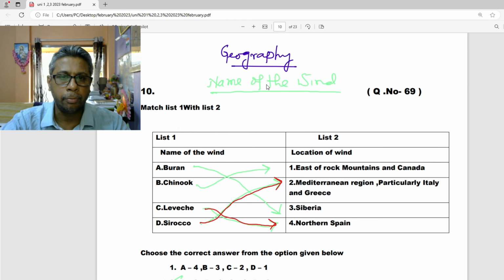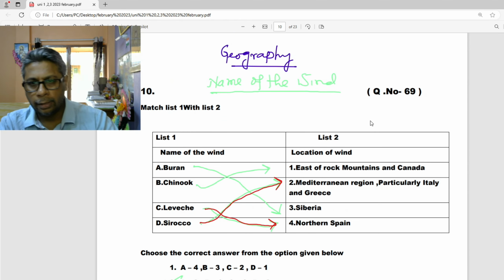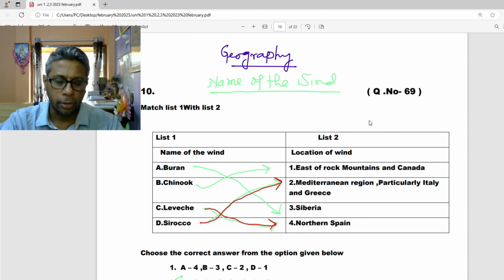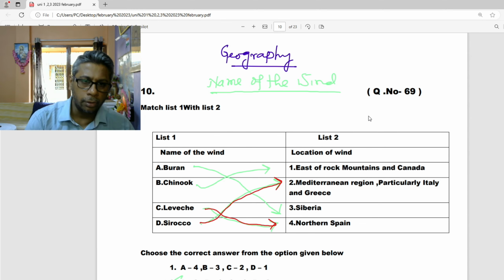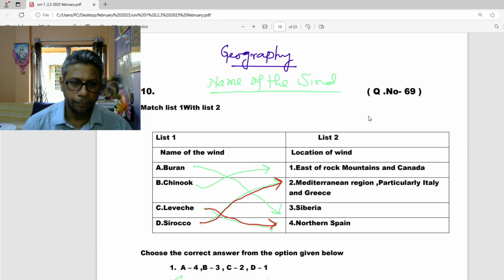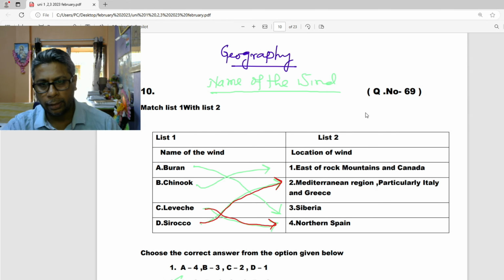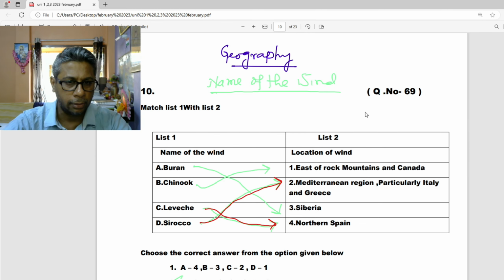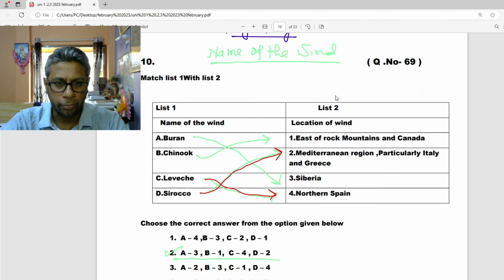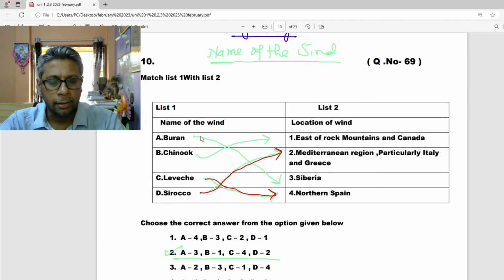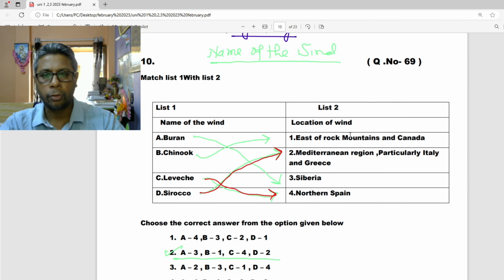Next question based on geography, name of the wind. In this question paper, February 2023, I have observed so many questions come from the geography area. So in different years, they emphasize different questions, different areas. In this year they emphasize world and Indian geography. The question number 69, the name of the wind and location of the wind.